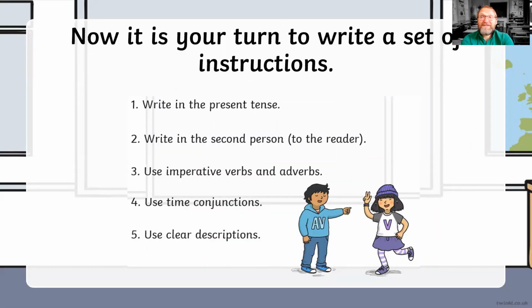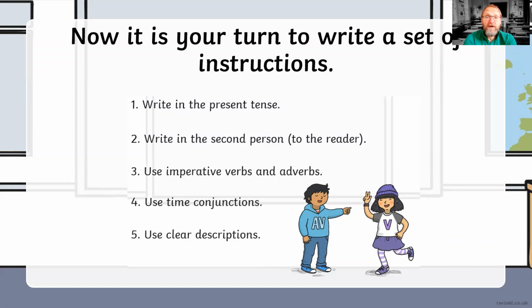Now it is your turn to write a set of instructions. So remember, write in the present tense. You're asking them to do it now. Write in the second person, so you're writing to the reader, the person who's reading your instructions. Use imperative verbs, those bossy verbs, those commands, and use adverbs to say how people should be doing it, whether it's carefully or slowly. Use time conjunctions, so maybe first, second, next, after, finally.